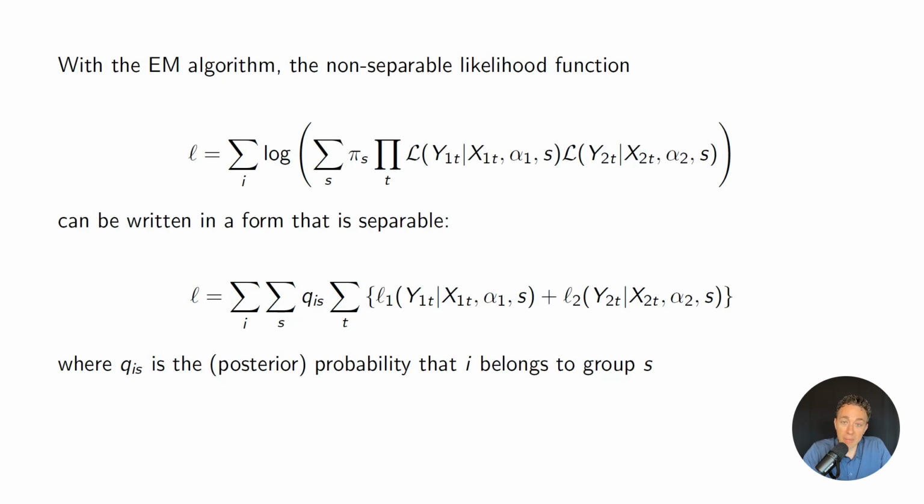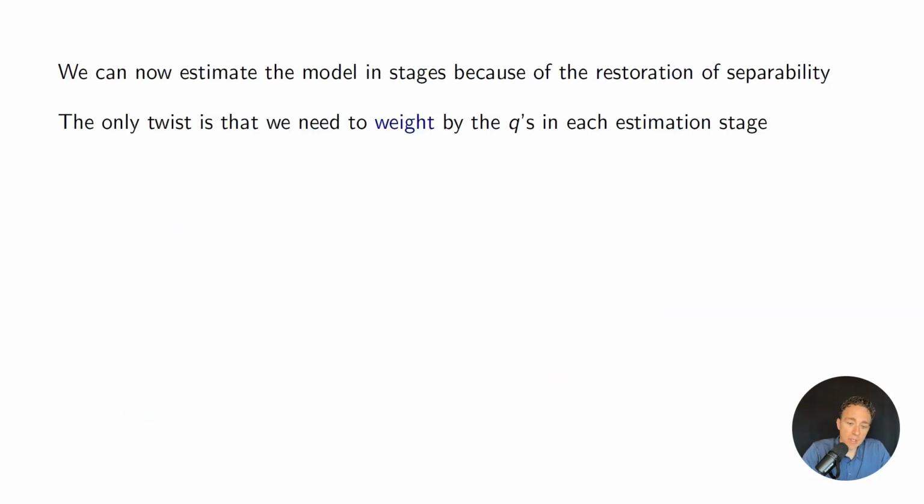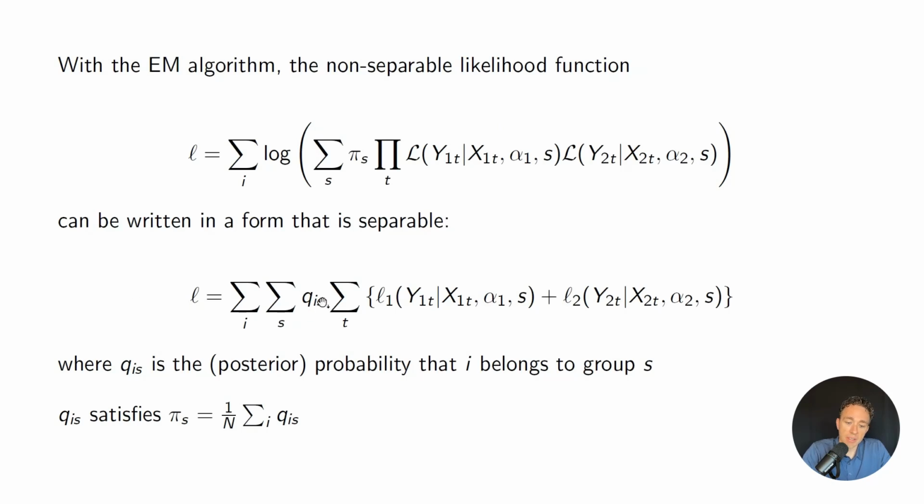And that is because the EM algorithm is an application of Bayes' rule. But even if you're not familiar with Bayesian stuff, these Q's are basically the individual probability that unit i belongs to group S. And the Q's satisfy that they average up to the pi's. So these Q's are important because they turn into weights in the estimation of L1 and L2's likelihoods. And that's what restores the separability: we can think of Q times L2 as being a weighted maximum likelihood estimation, and then the same thing for L1.